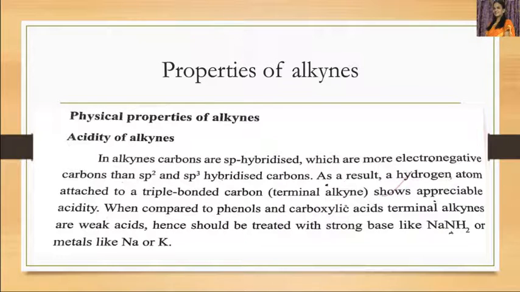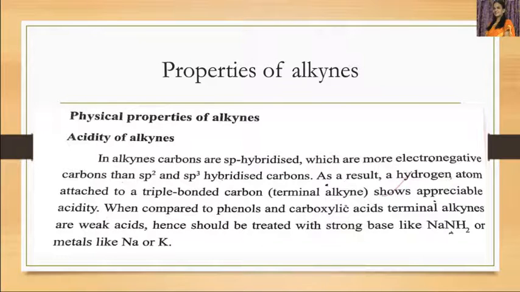In alkynes, carbons are sp hybridized, which are more electronegative than sp2 and sp3 hybridized carbons. As a result, the hydrogen attached to a triple bonded carbon, that is in the case of terminal alkynes, the hydrogen atom which is attached to triply bonded carbons. In the case of terminal alkynes, we said because if it is a terminal alkyne, then only the triply bonded carbon will be having hydrogen.